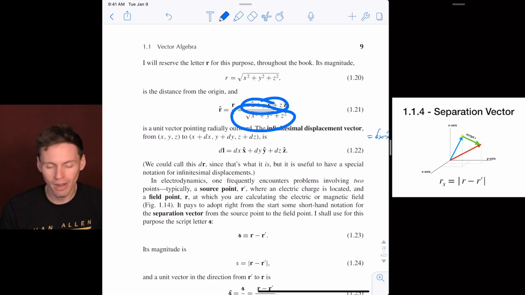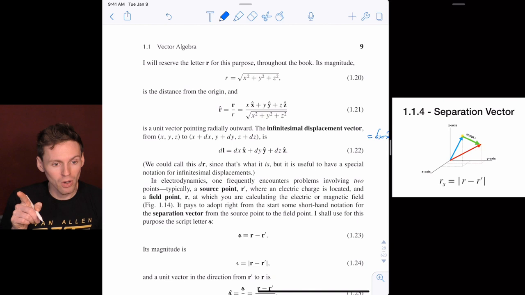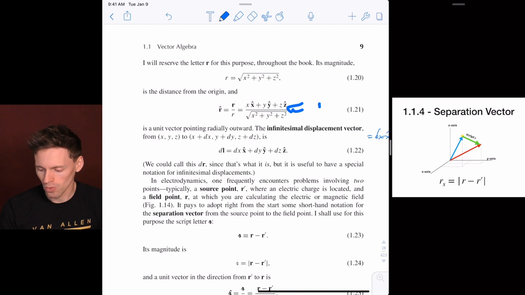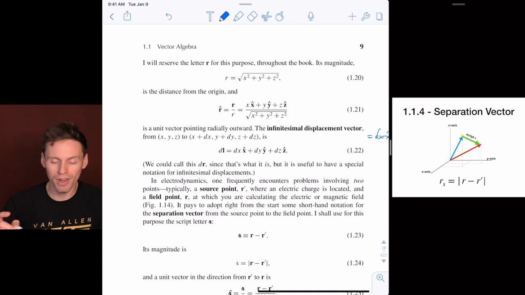Okay, and that gives you a vector which has length 1 and points in some direction. R hat could end up being 1 x hat, and then 0 y and 0 z. It could point along an axis.